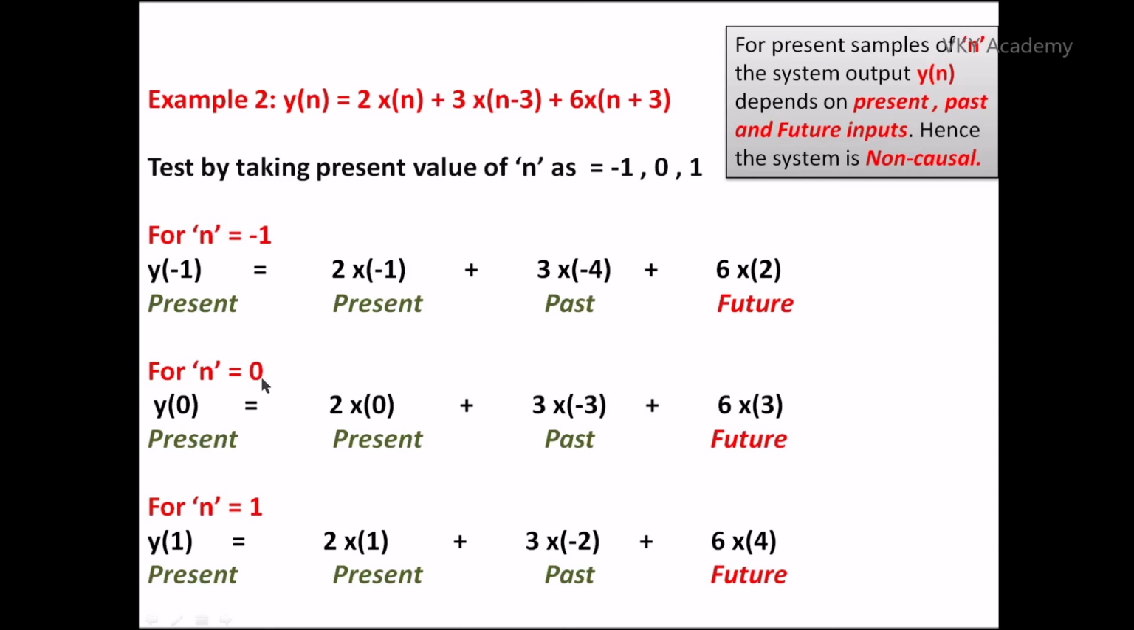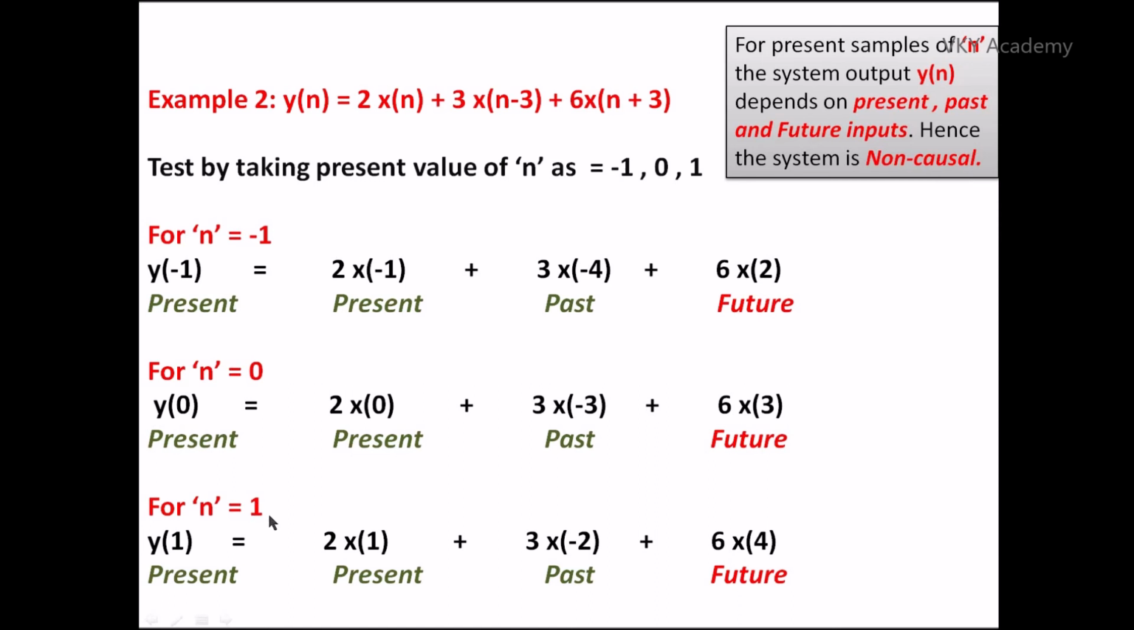Let us check for n equal to 0. Now for n equal to 0, my system output will be y of 0 is equal to 2 times x of 0 plus 3 times x of -3 plus 6 times x of 3. So my system output at present state depends upon the present state of input, past state of input and future state of input. So once again I can say my present output depends upon the present input, past input, but at the same time future input also.